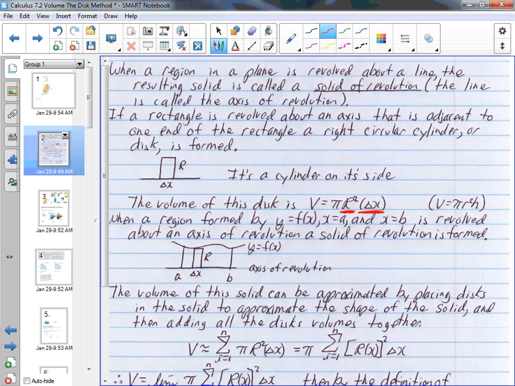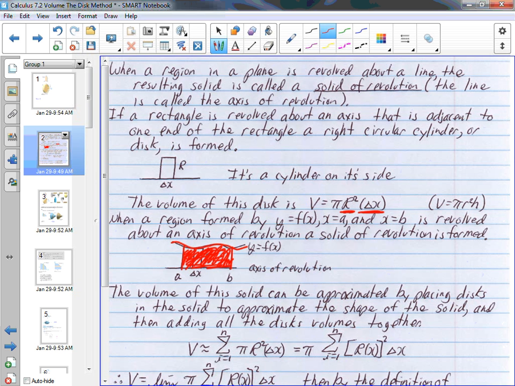Dx. Now, when a region is formed by y equals f of x, x equals a here, and x equals b here, and then is revolved about an axis of revolution, got it, a solid of revolution is formed. All right, so take that whole region and revolve it around, you get that solid like we just saw.